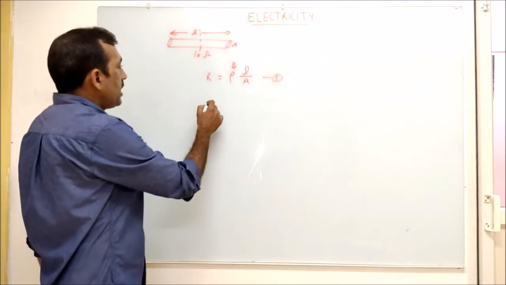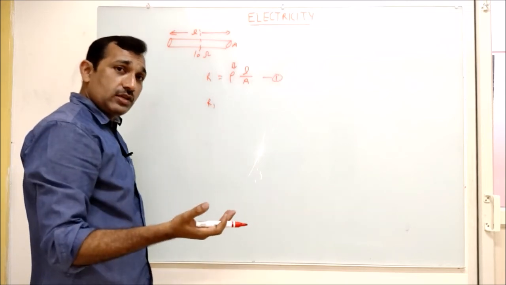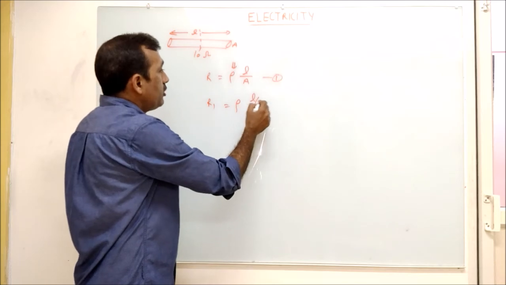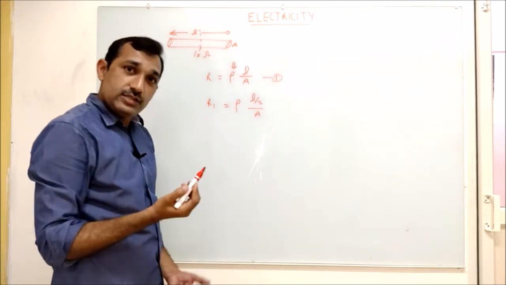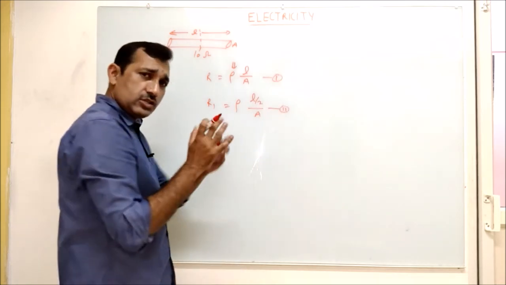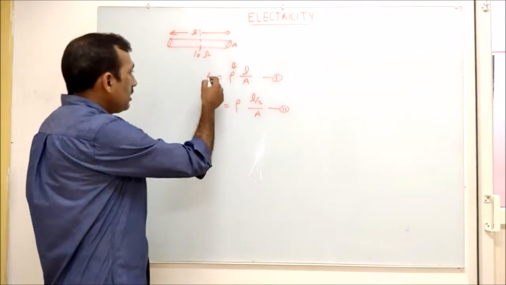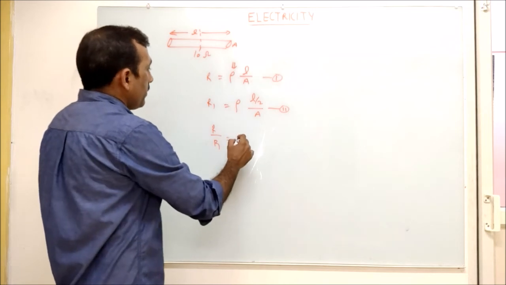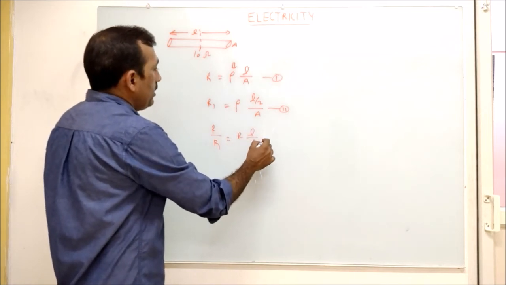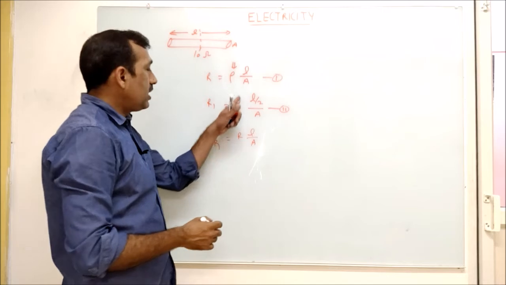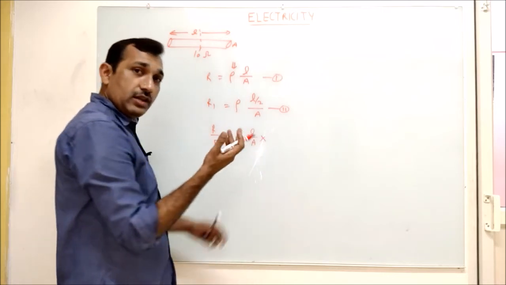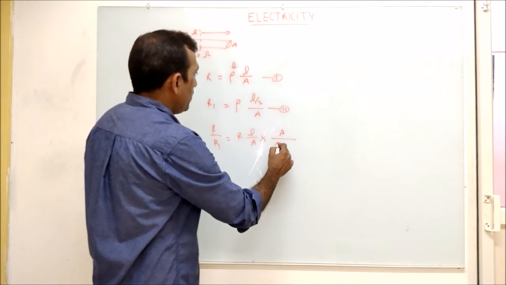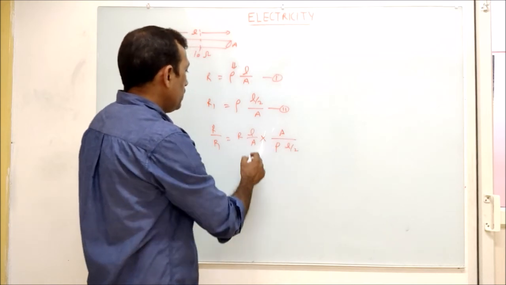In the second case, what I have done, say suppose new resistance is R1. Rho is not changing, L has changed to L by 2, and A is also not changing, the cross section area. Thickness is not changing, only length is cut into half. If I take the ratio R divided by R1, then R is rho L by A, and when I have to divide, I will inverse and multiply. So I am doing A divided by rho L by 2.